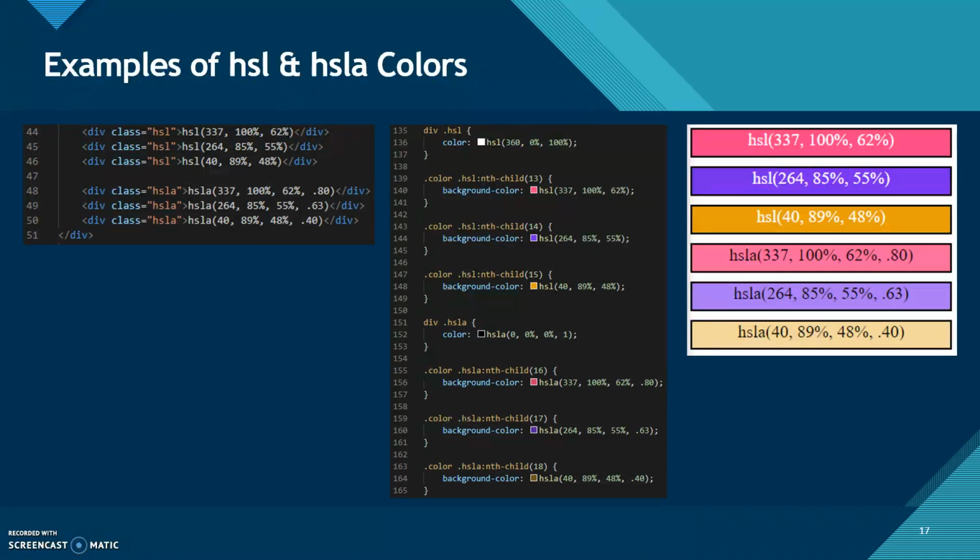So on here, I did the same thing as with RGB. I did the HSL with the 3 different colors. And I used the same colors for the HSLA to show that the opacity changes. It'll change the color a little bit. Even though they are the exact same hue, saturation, and lightness, that alpha changes the opacity, making it a different color.